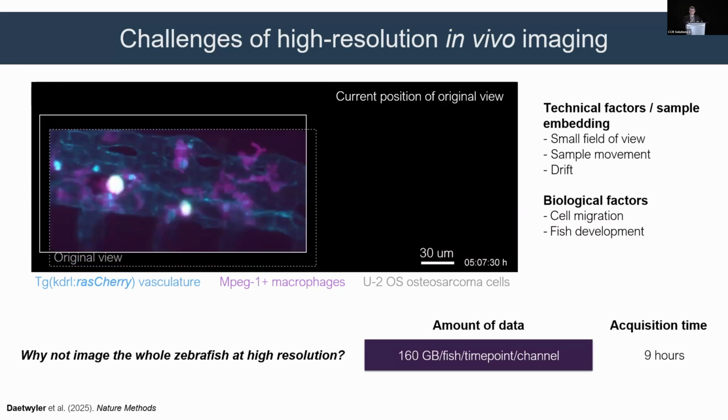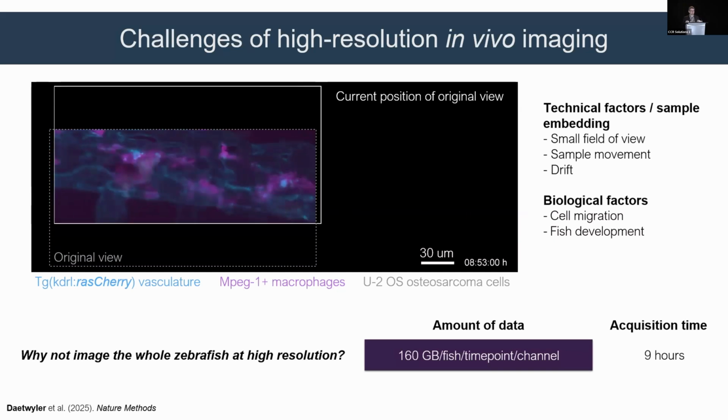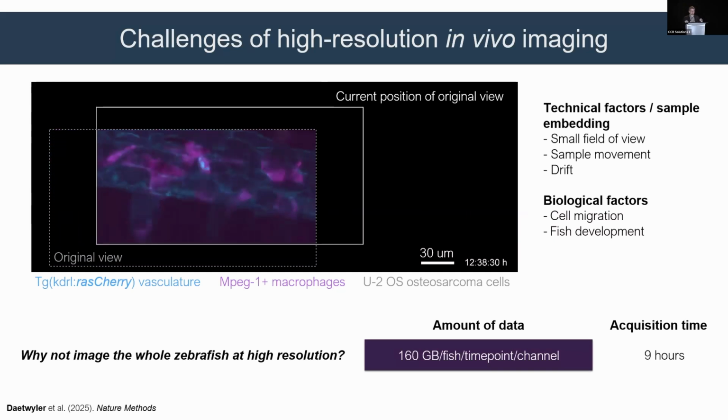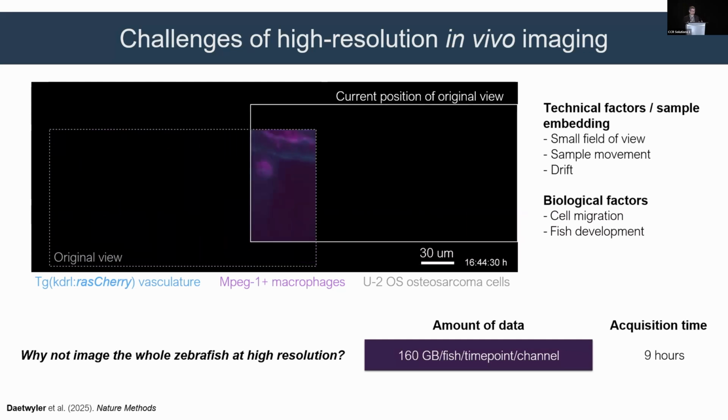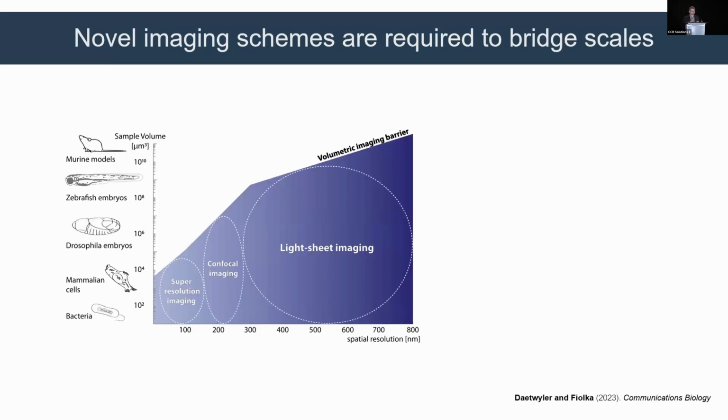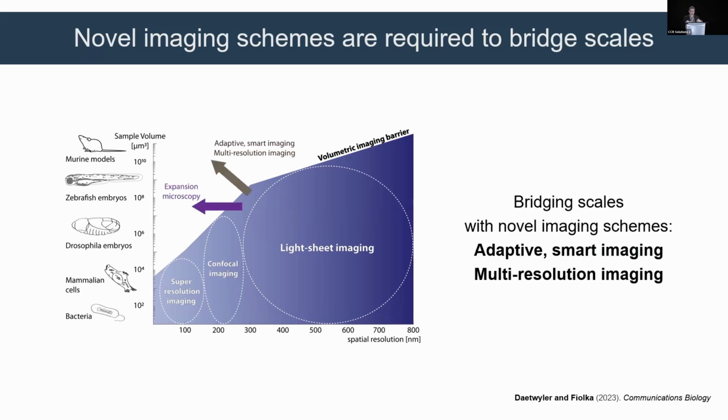And we heard some estimates of this from Elizabeth Hillman and other speakers this week, that high resolution imaging of everything just isn't practical. We also summarized this idea in a recent review: we face a volumetric imaging barrier with a single technique. So we cannot expand beyond this barrier efficiently. What we need to overcome this are new smart adaptive or multi-resolution imaging techniques, or also expansion, to expand this volumetric imaging barrier and be more efficient in our imaging.